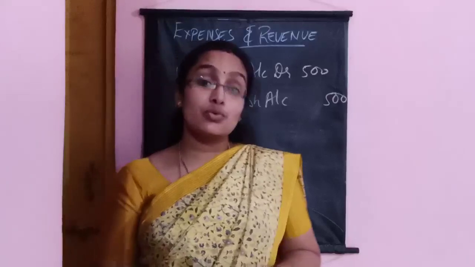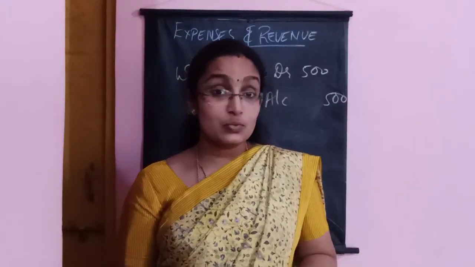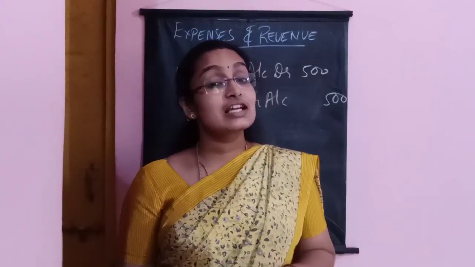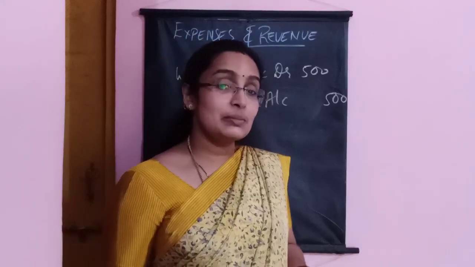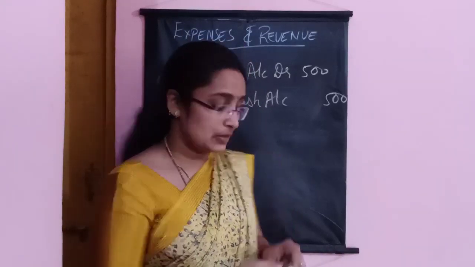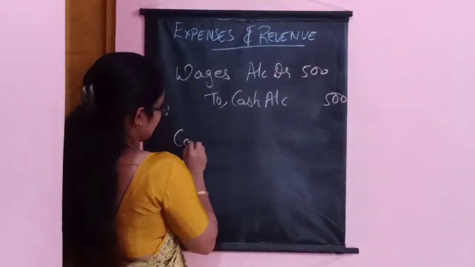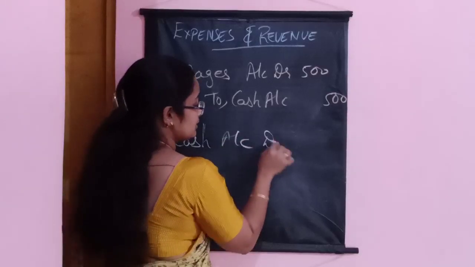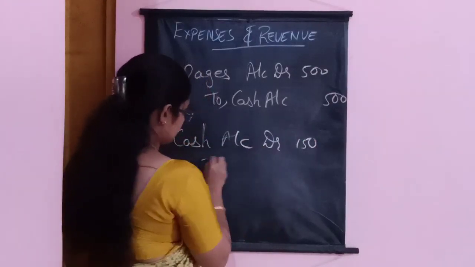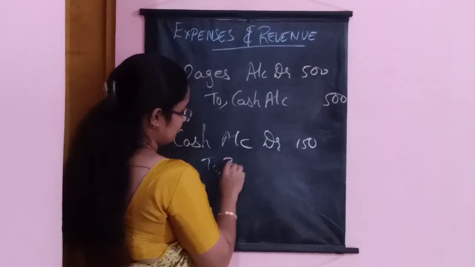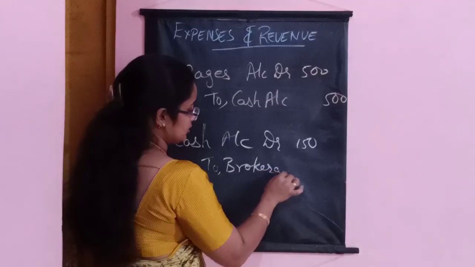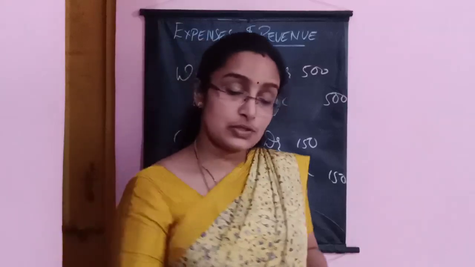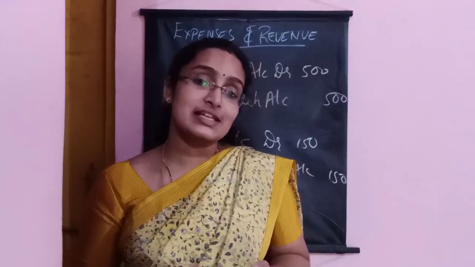Now, when we receive brokerage of rupees 150, the cash is coming into our business. So here the cash account will be debited and the brokerage account will be credited, as it is our income. So the entry will be cash account debit rupees 150 to brokerage account rupees 150.